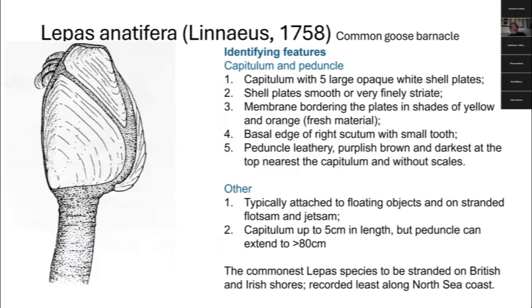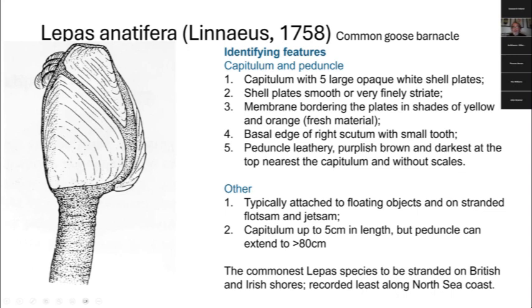This is another quite commonly recorded species that turns up as strandings on our shoreline from time to time. In fact, this is the commonest Lepas species, Lepas anatifera, the common goose barnacle. You can see here the capitulum and the peduncle down here. It's got 5 large opaque white shell plates. These plates are individually smooth, and they might only have very fine striations in them.